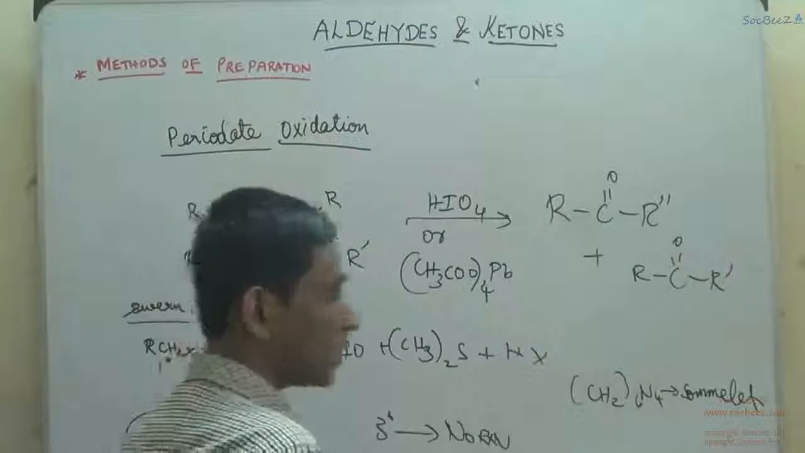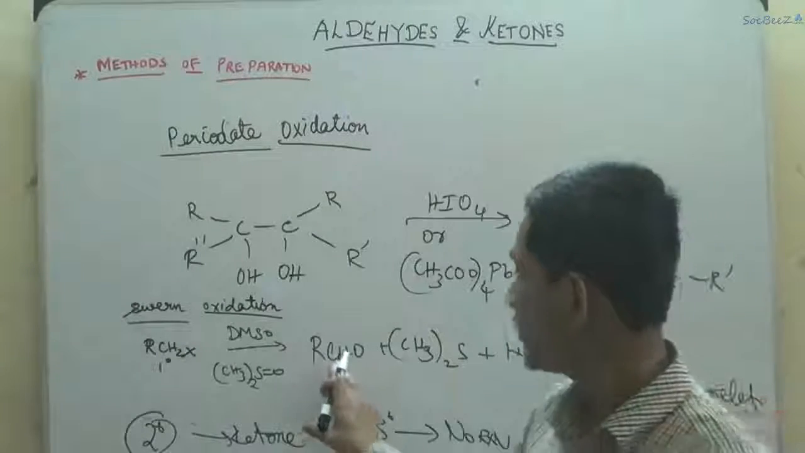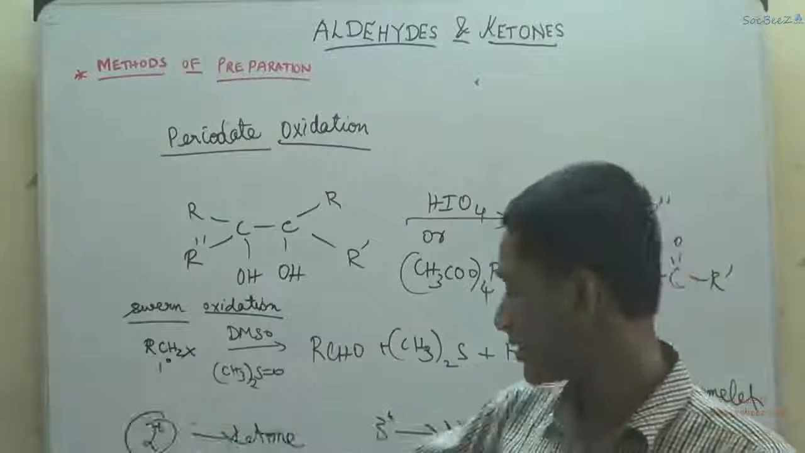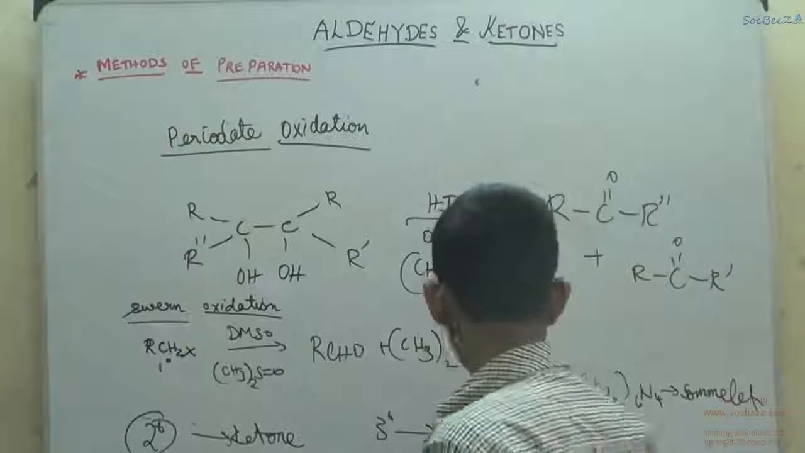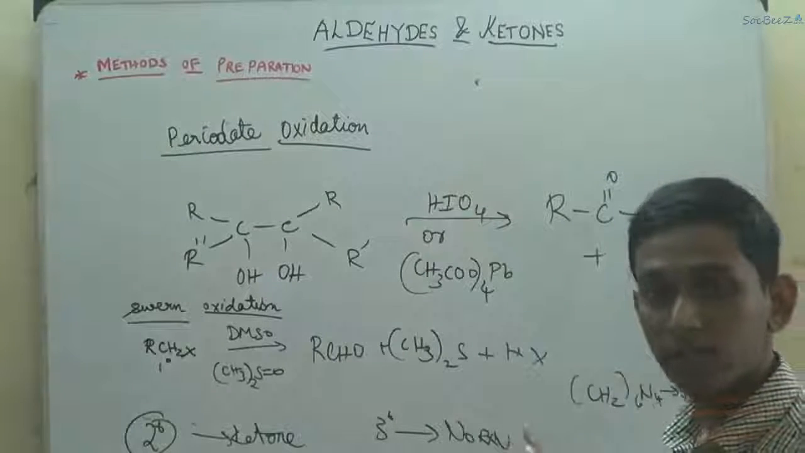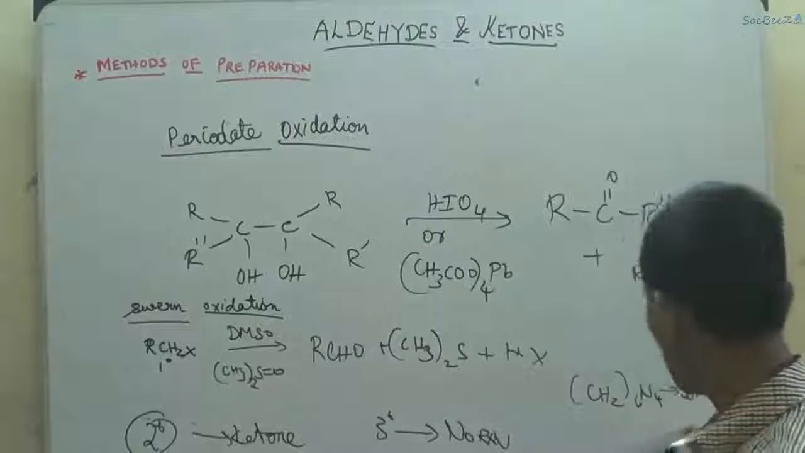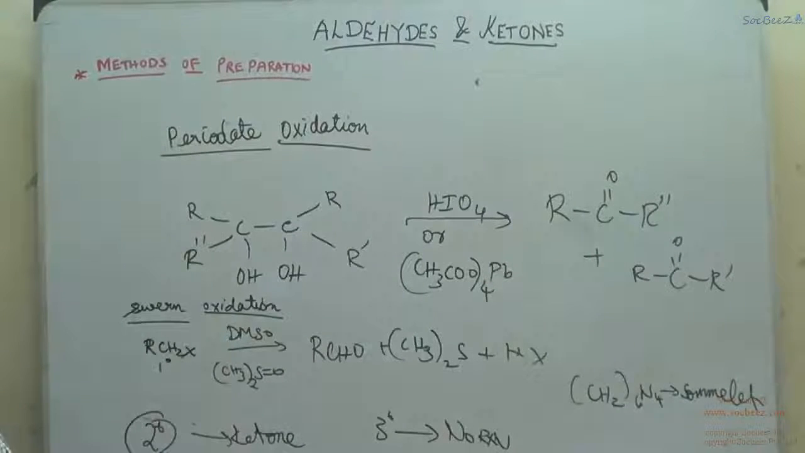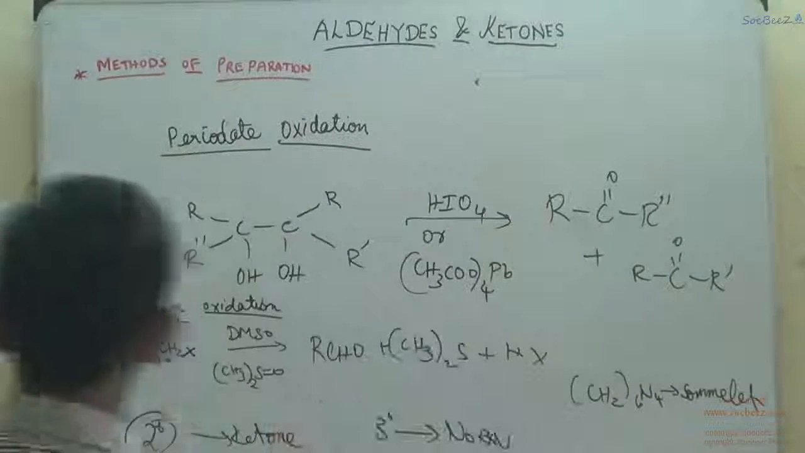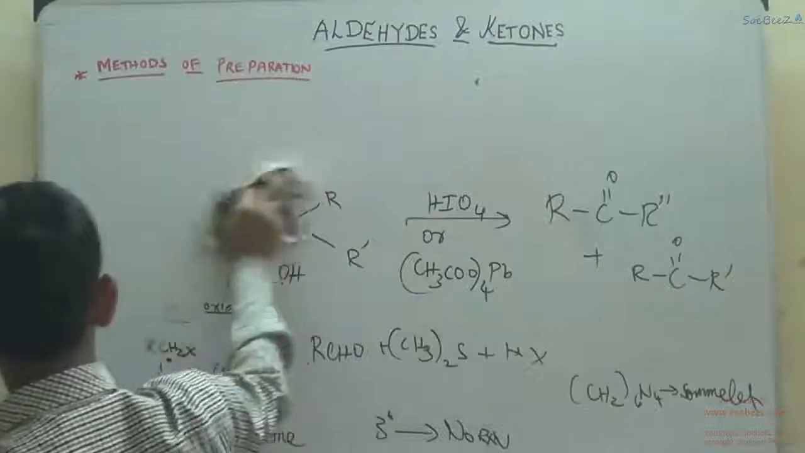Okay, so Swern oxidation: remember with DMSO, you will get an aldehyde if you use a primary alcohol, a ketone if you use a secondary, and if you use a tertiary, no reaction. Instead of DMSO, if you use urotropine, which is (CH2)6N4, it's called Sommelet oxidation, and the products are similar. So, that was basically the brief methods.